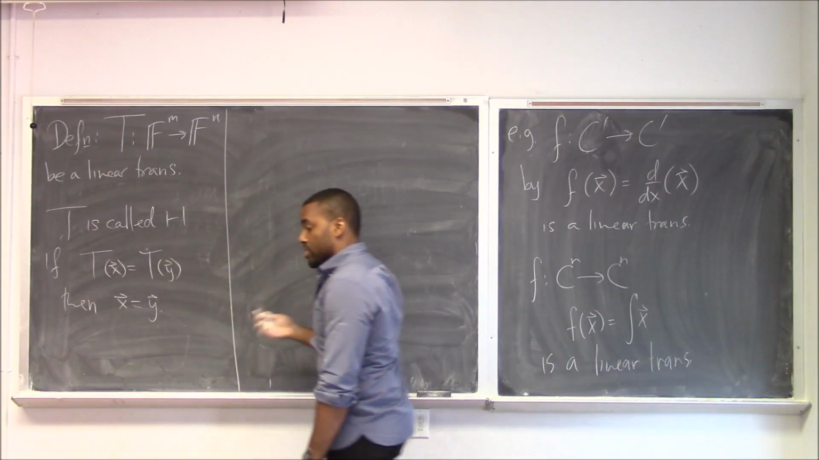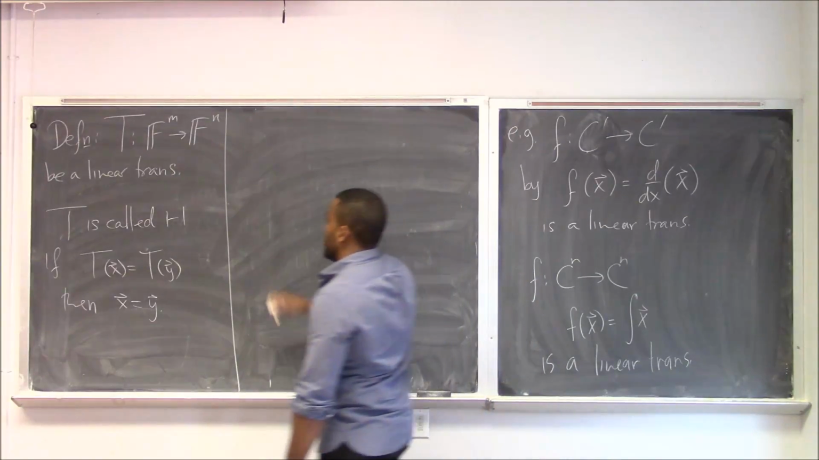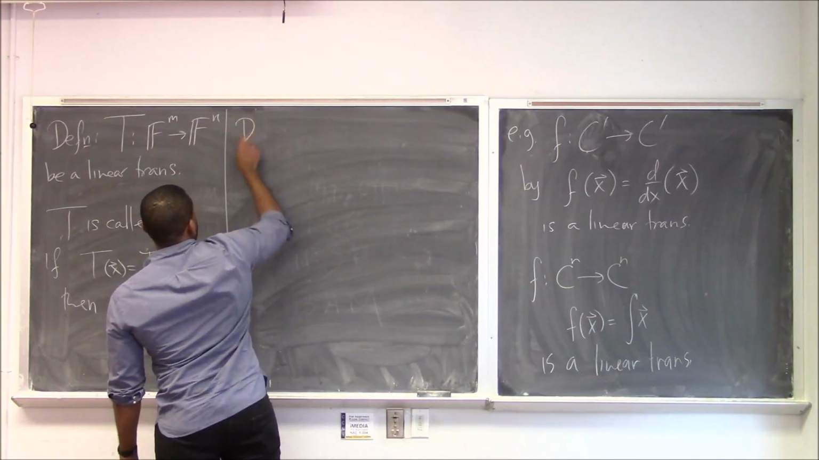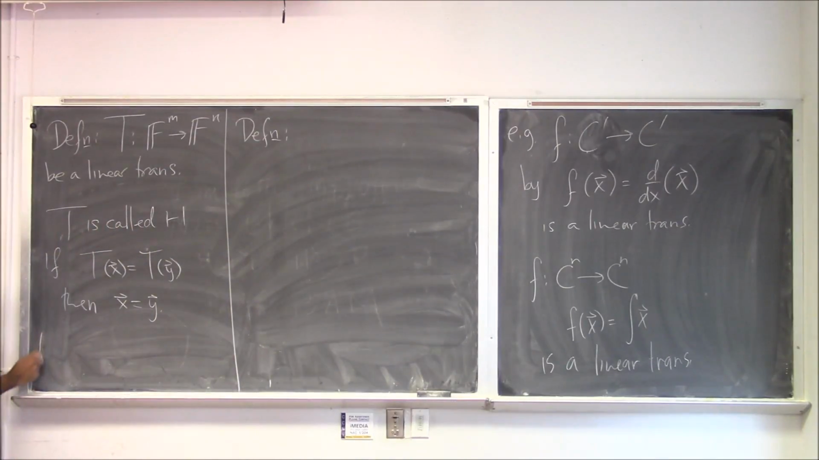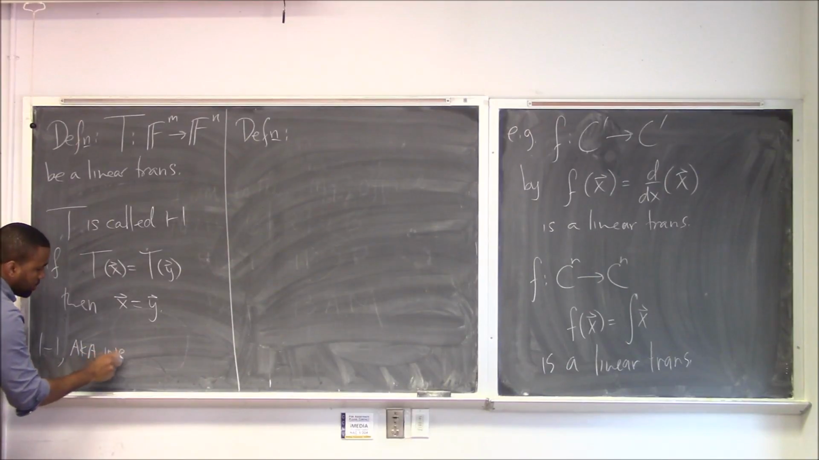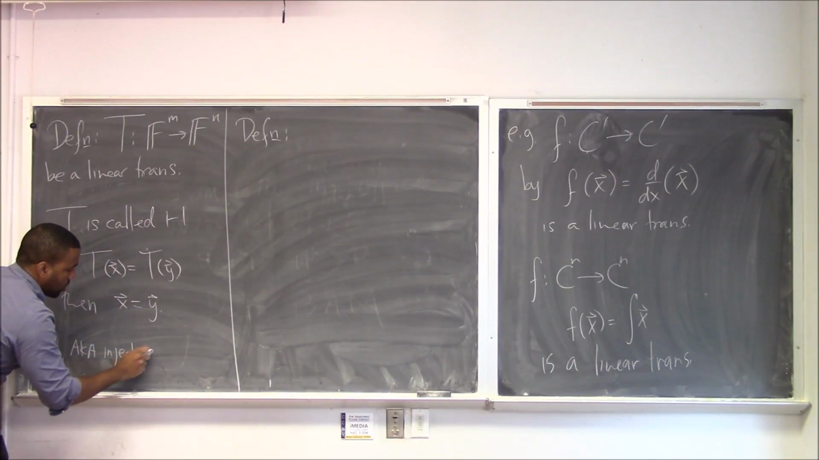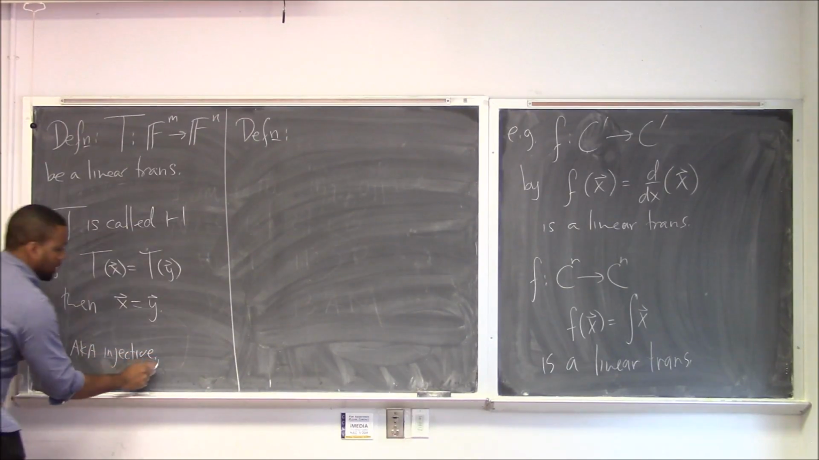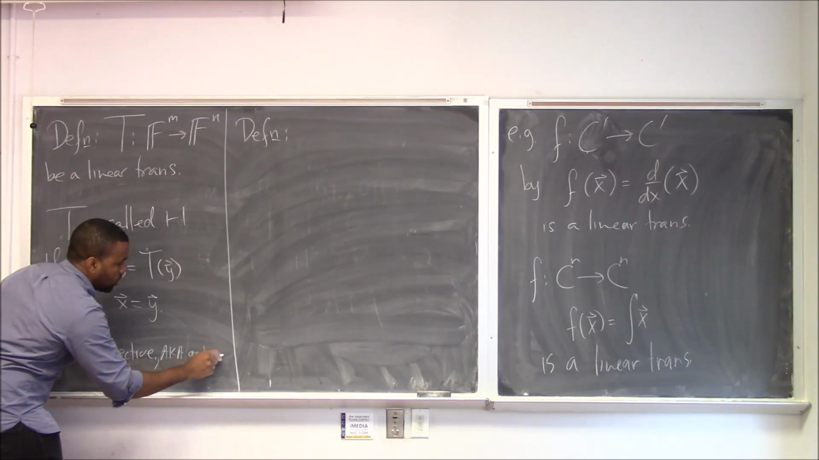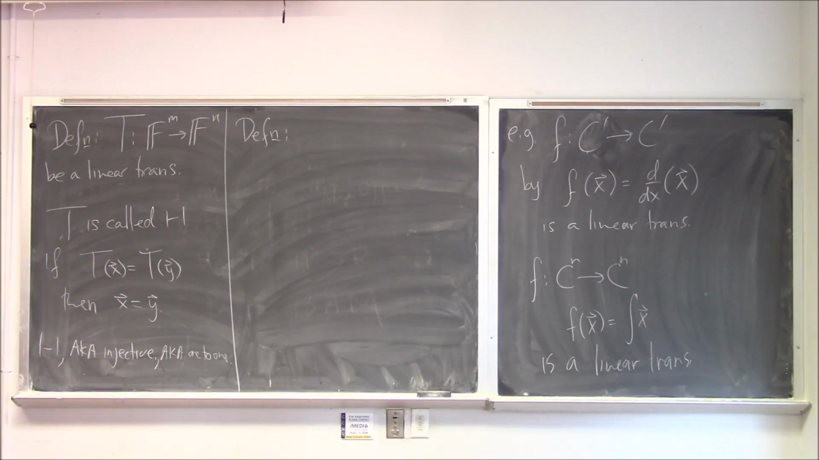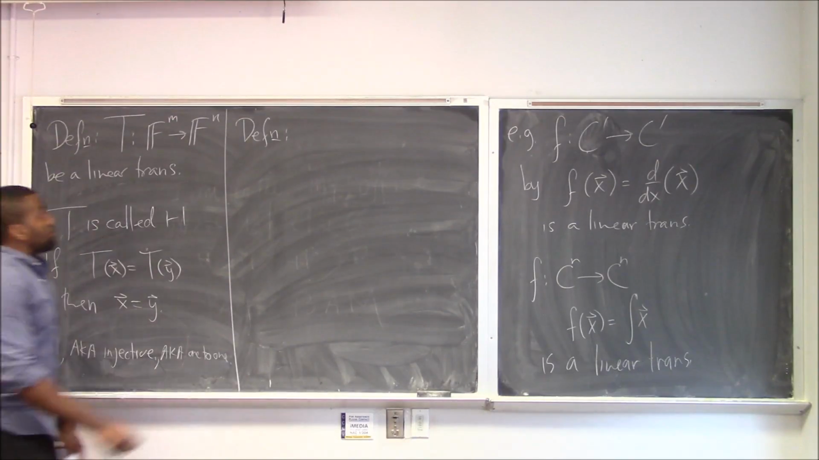So you can have linear transformations that are not one-to-one, but one-to-one is going to be important for us as well as onto, right? One-to-one is also known as injective, or an injection. Very rarely people write out the words one-to-one, but I'll usually just write 1-1.